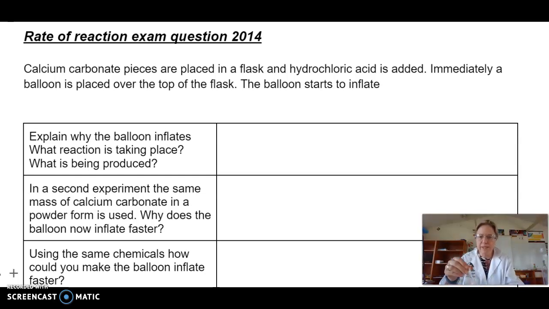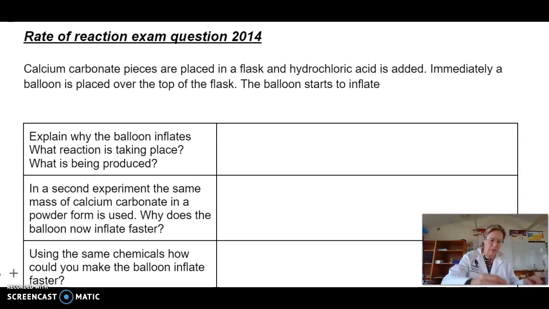Then they ran a second experiment with the same mass, so 5 grams of calcium carbonate, but this time you can see it's not in the form of a marble chip, it's in the form of a powder. So I'm going to do the same thing again. I'm going to add 20 mils of my acid, and we'll stick the balloon on as quickly as we can and watch what happens. Okay, so in goes the acid.